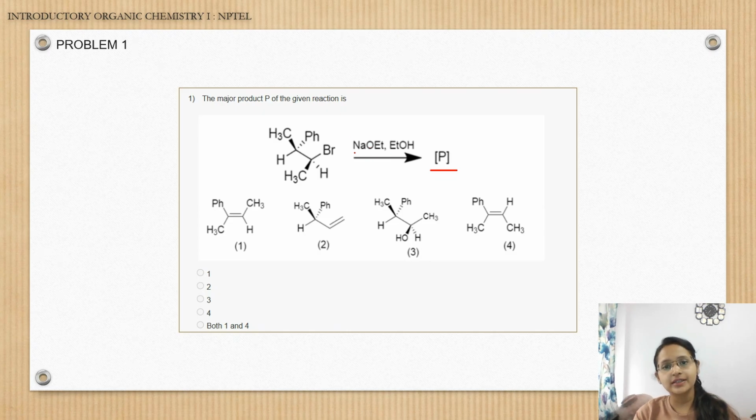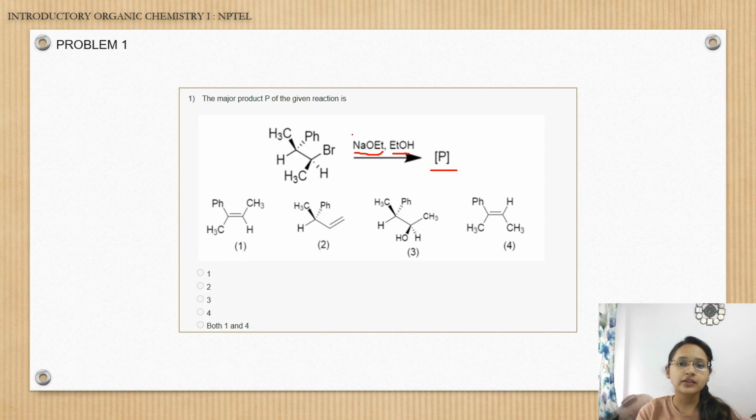As you can see, the base employed is sodium ethoxide, which is a very strong base, and ethanol is also added. The base in this medium will abstract a proton. Whenever you see a very strong base used in a reaction, you will immediately know that it will abstract a proton. So here also the sodium ethoxide, being a very strong base, will abstract a proton from the substrate, from the reactant.